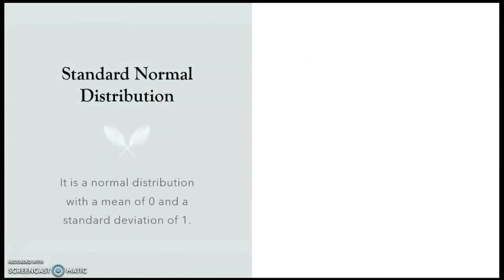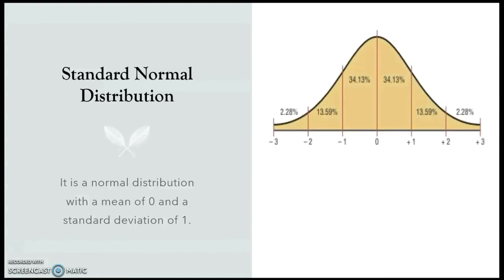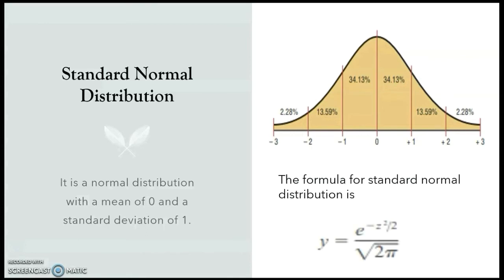Standard normal distribution, it is a normal distribution with a mean of 0 and a standard deviation of 1. This is the standard normal distribution using the empirical rule. Formula for standard normal distribution is y is equal to e raised to negative z squared over 2 divided by square root of 2 pi.